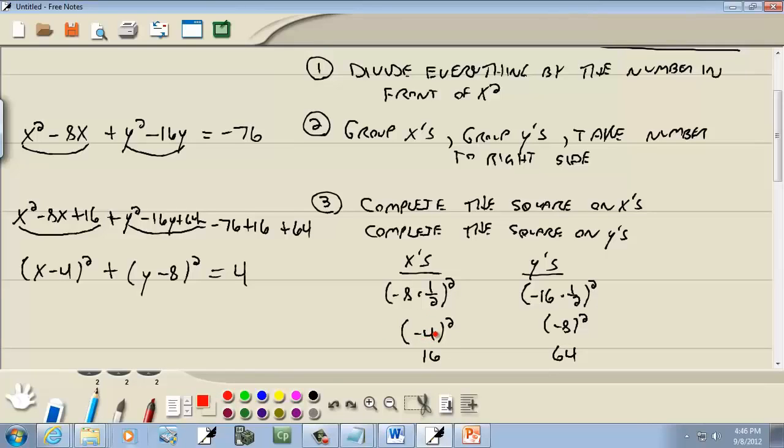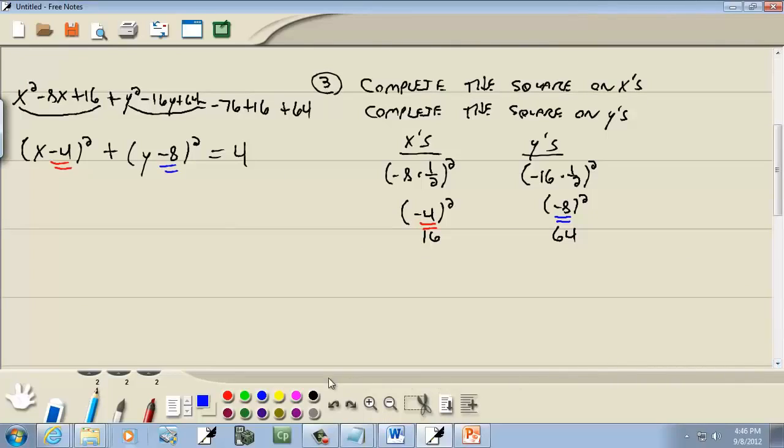Now it's very easy. Right inside the parentheses, right before you square it, sign included. See how it's -4? That's what goes right here, -4. Over in the y's, we have a -8 right before we squared it. That's what goes right there. It makes that factoring so easy.